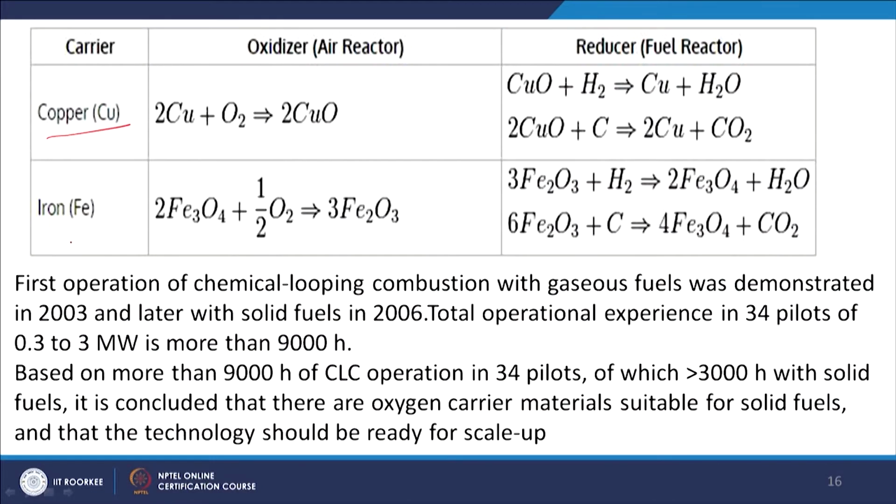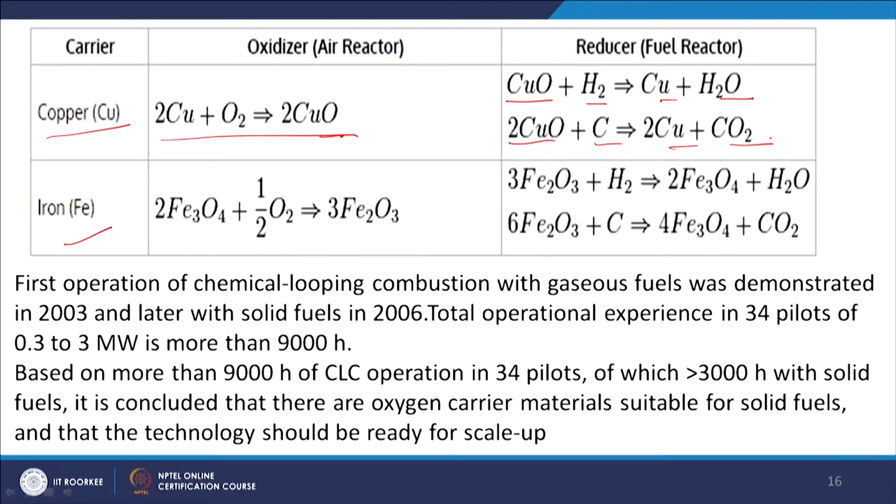So, this is the chemical looping combustion, and different types of metals and metal oxides are used, like copper and iron. When copper is used, this reaction takes place in your oxidizer, that is Cu plus O2 to CuO, and CuO plus H2 to Cu plus H2O in the fuel reactor, and CuO plus C to Cu plus CO2 in the fuel reactor. Similarly, for Fe2O4, these are the reactions which take place in the fuel reactor, and this is in the air reactor.